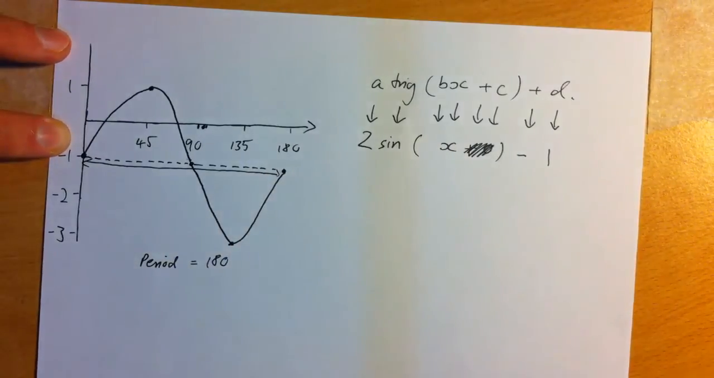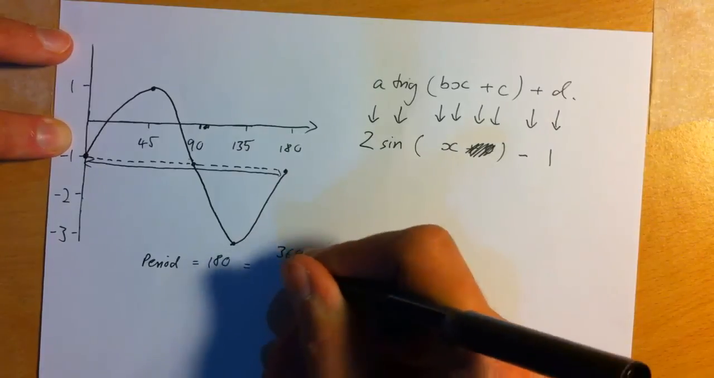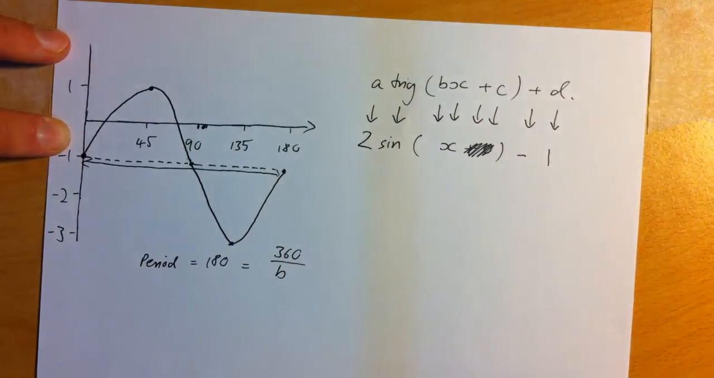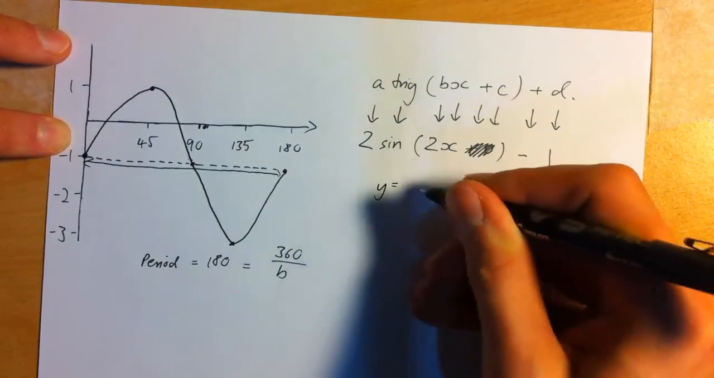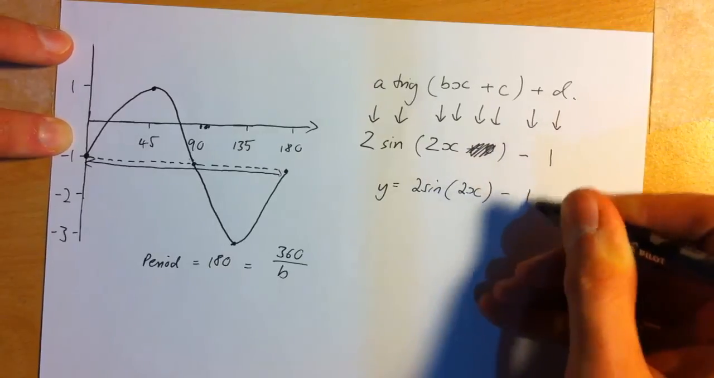And as we remember, the period equals 360 degrees divided by that number that we put next to the x inside the brackets. So what must that number have been in order for it to equal 180? That number must have been 2. So the full answer for this graph is y equals 2 sine of 2x, take away 1.